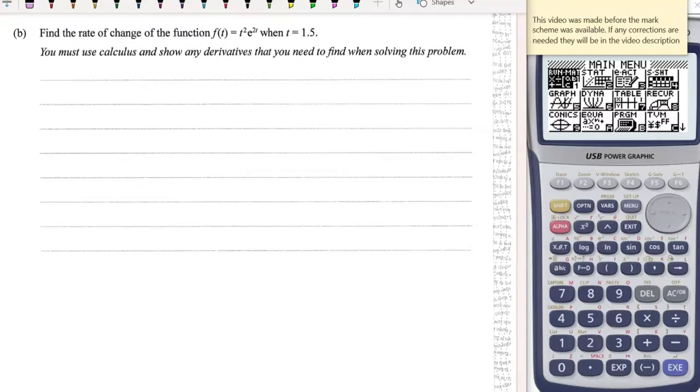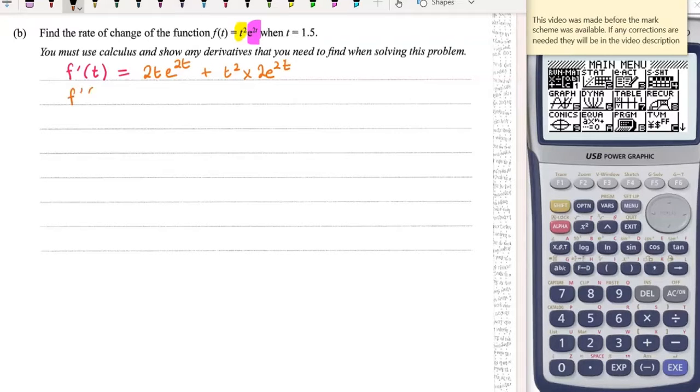For b, we're finding the rate of change of this function, so we need to differentiate our function of t. Now we have a product rule happening here. We've got one bit times by another bit. So we will first of all differentiate the first bit, that's 2t, and times it by the derivative of the second bit, which is e to the 2t, and then leave the first bit alone and times it by the derivative of the second bit, which is 2e to the 2t.